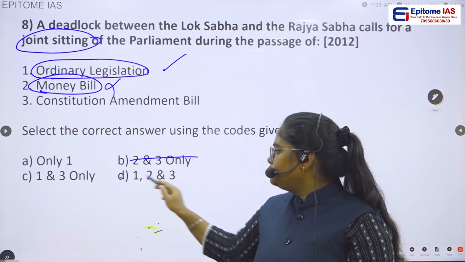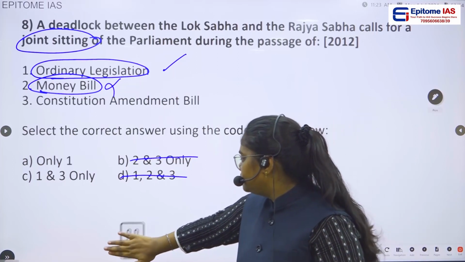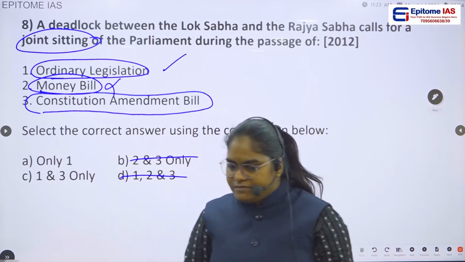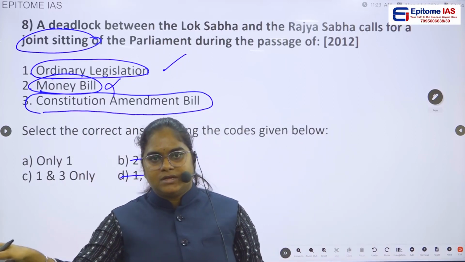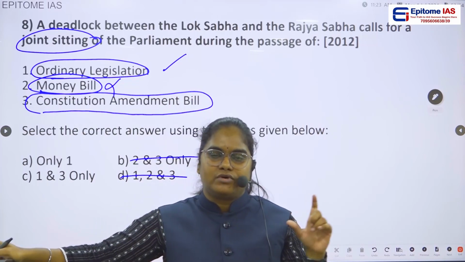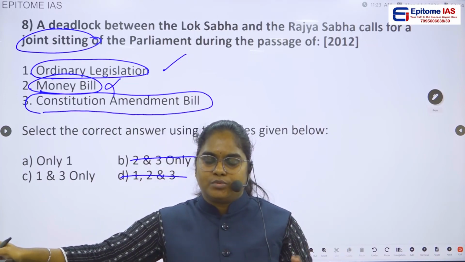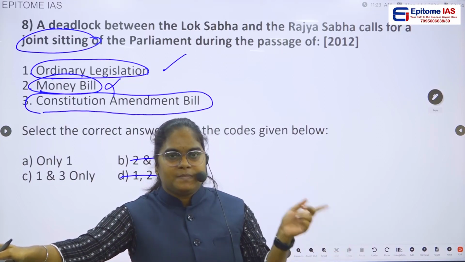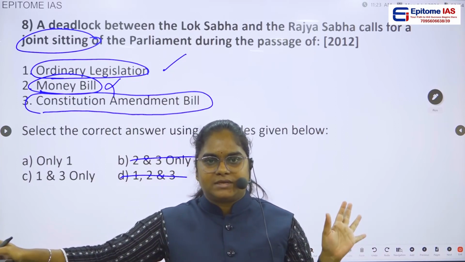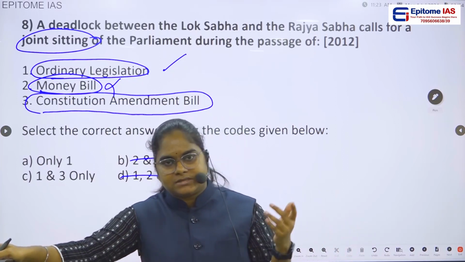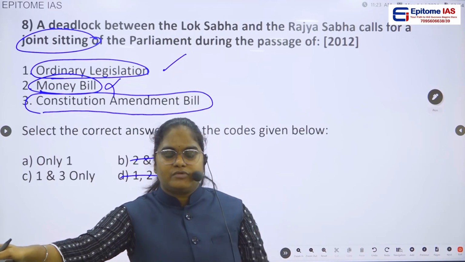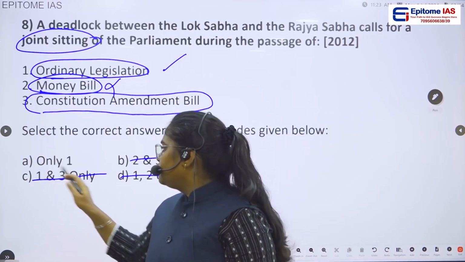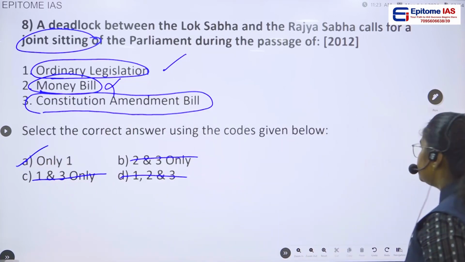Once you eliminate 2, you are left with only 2 options here. And if you see 3, that is the constitutional amendment bill. Whenever you read about the constitutional amendment bill, they clearly mention that there is no provision for a joint sitting. Once either house, Rajya Sabha or the Lok Sabha, does not want to pass that particular bill, then that bill is considered to have failed. There is no provision for joint sitting in case of a constitutional amendment bill. So this is also gone, option A. Only 1 is the correct answer.